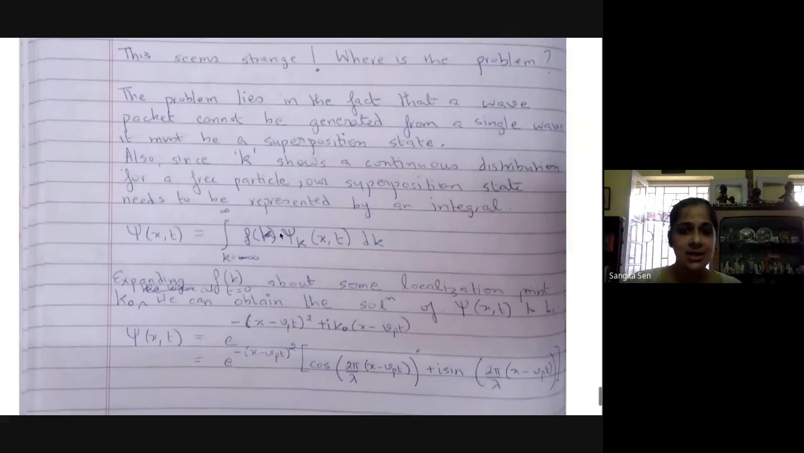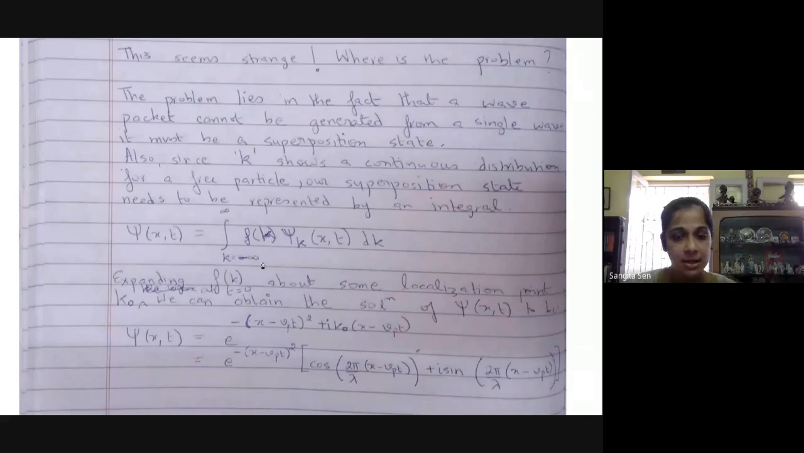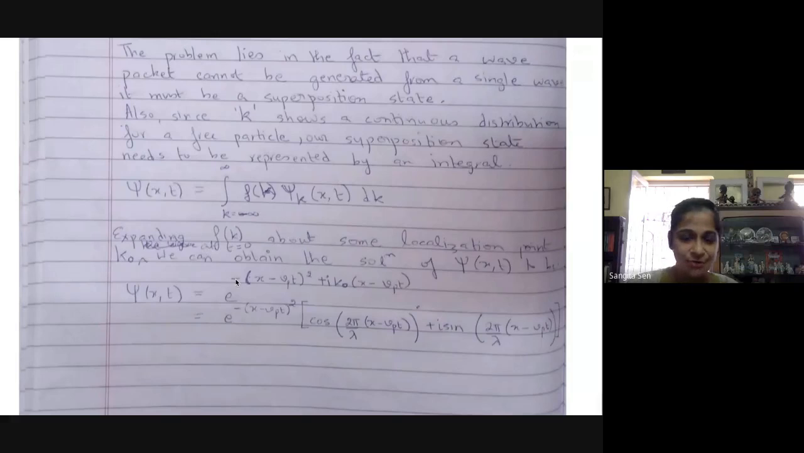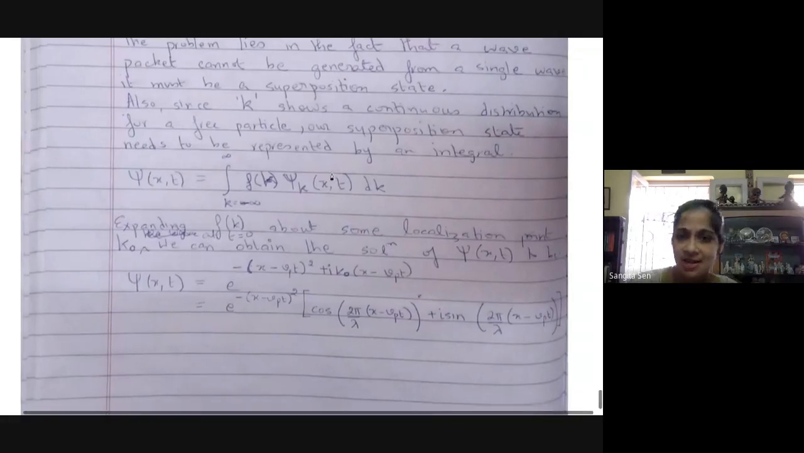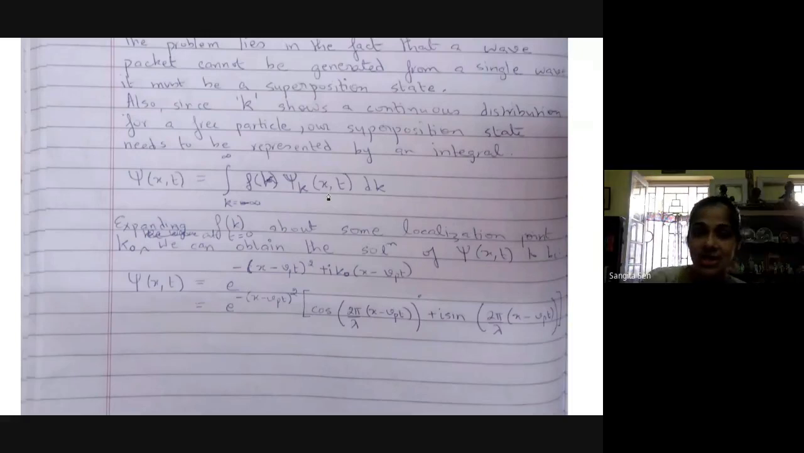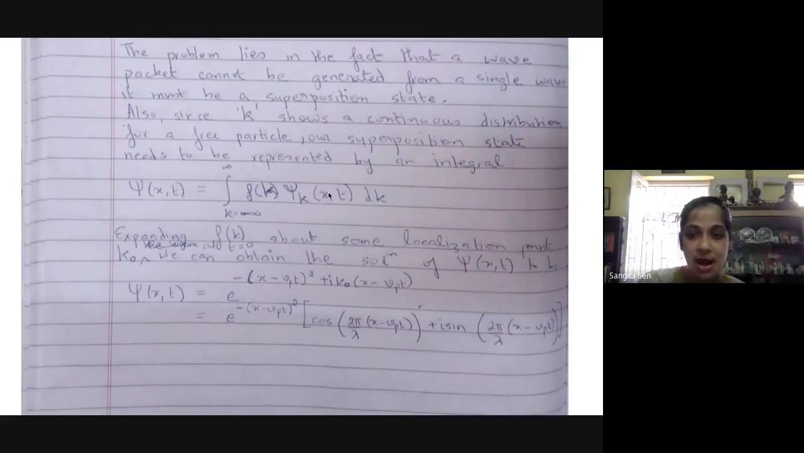But how do we represent a superposition state from our pure states, so to speak? Since this is a free particle, the wave constants show a continuous distribution. So in order to find a superposition state, we can no longer use a summation. We use an integral over all values of k, and this is the form. I will not go into a detailed solution of this. For those who are interested, I have also linked some YouTube videos online, but this is not part of your syllabus, so you don't necessarily have to look at it. I just wanted to tell you how it is done, just briefly.